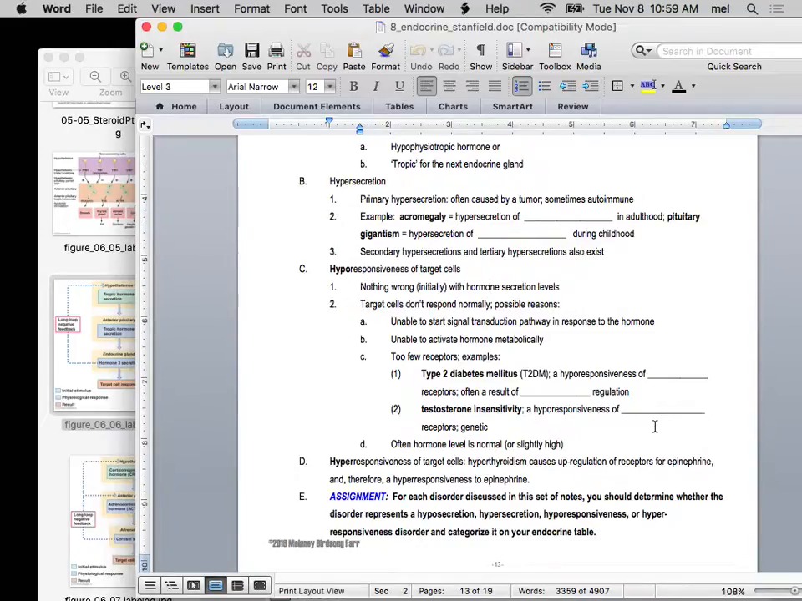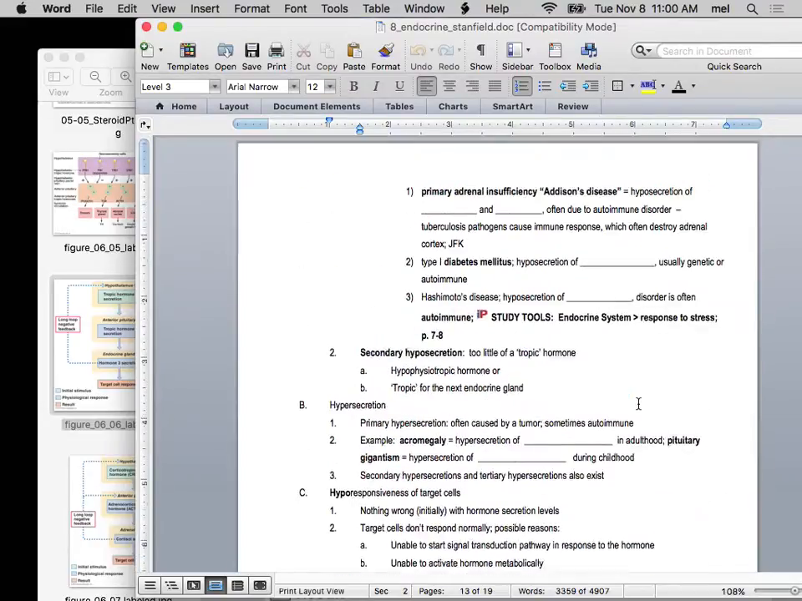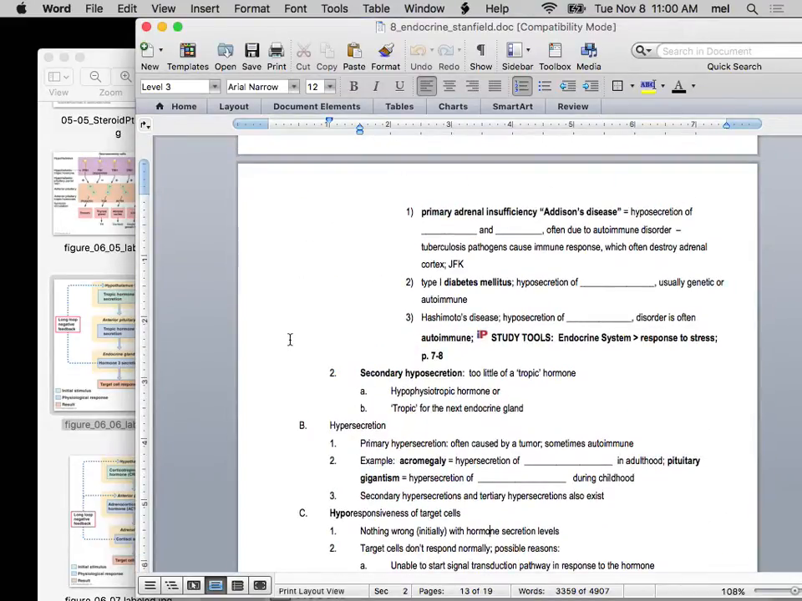That was the developmental disorder in which you have an XY fertilization that ends up anatomically female, at least externally. She doesn't have a uterus. She has a vagina, blind vagina, no uterus, no fallopian tubes. It just ends at the cervix. And then type 2 diabetes mellitus is a hyporesponsiveness problem. It's a hyporesponsiveness of what? Insulin. And often as a result of what regulation? Downregulation. Good?